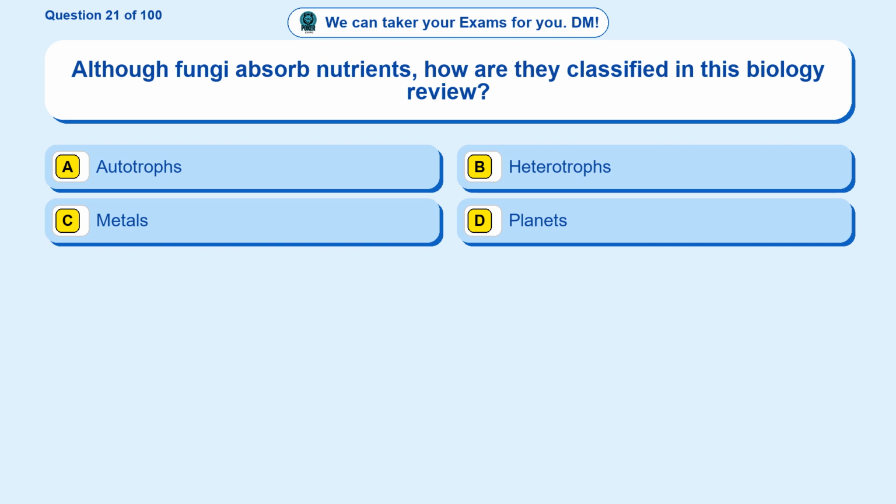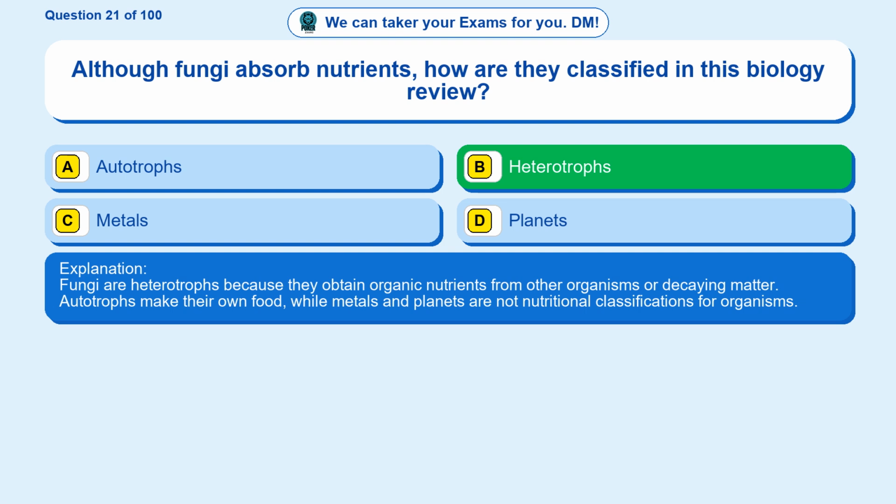Question 21. Although fungi absorb nutrients, how are they classified in this biology review? Option A. Autotrophs. Option B. Heterotrophs. Option C. Metals. Option D. Planets. The correct answer is option B. Heterotrophs. Fungi are heterotrophs because they obtain organic nutrients from other organisms or decaying matter. Autotrophs make their own food, while metals and planets are not nutritional classifications for organisms.